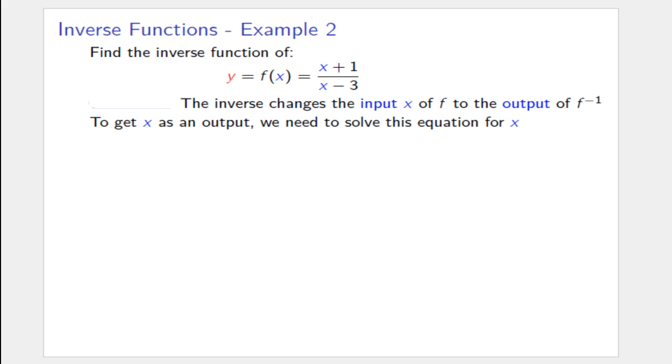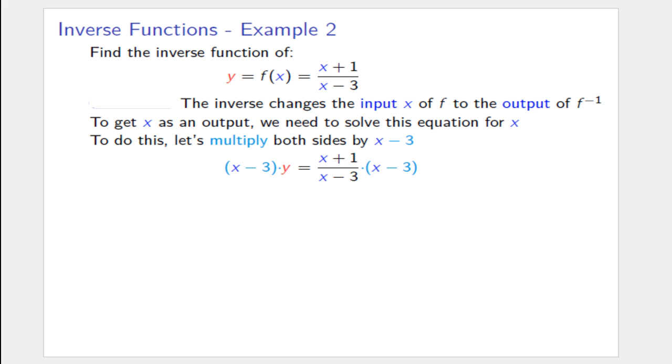x as the output. To do this, let's multiply both sides by x minus 3 so we no longer have a fraction on the right. This will give us (x minus 3) times y equals (x plus 1) divided by (x minus 3), times (x minus 3). But if we multiply by x minus 3 and then divide by x minus 3, we're right back where we started at x plus 1.